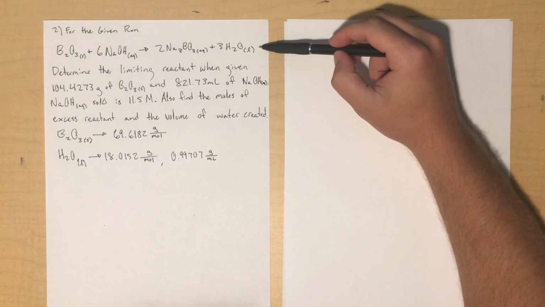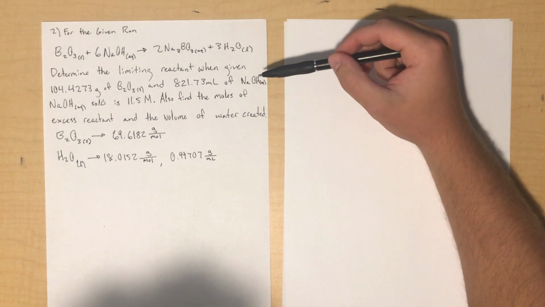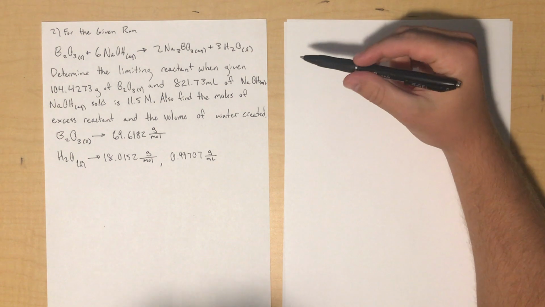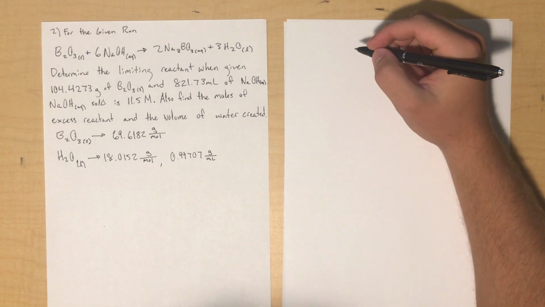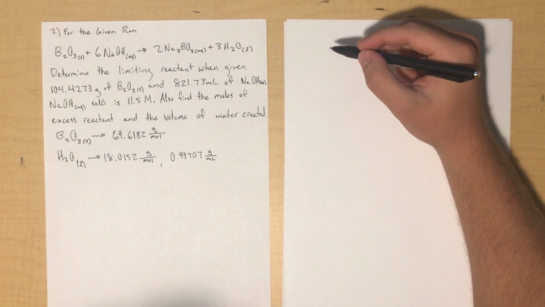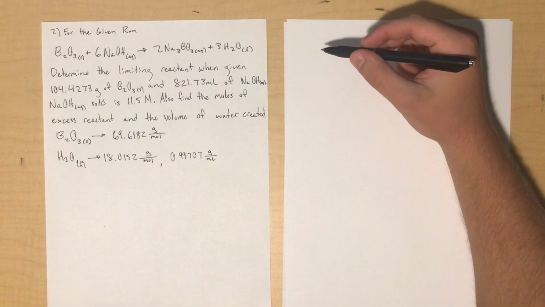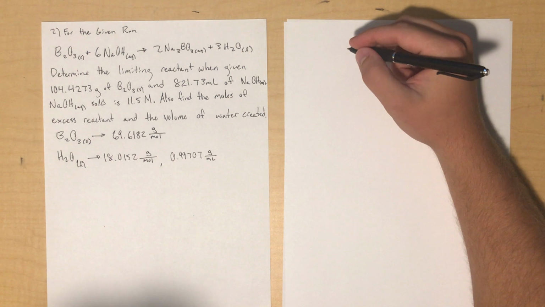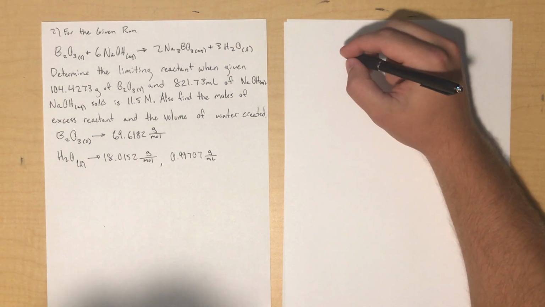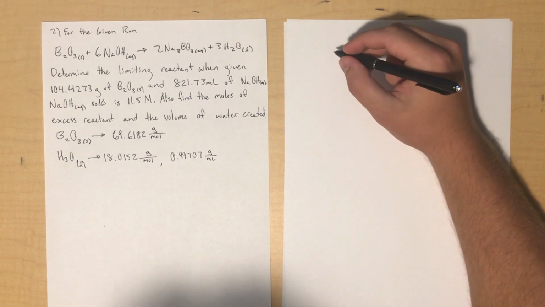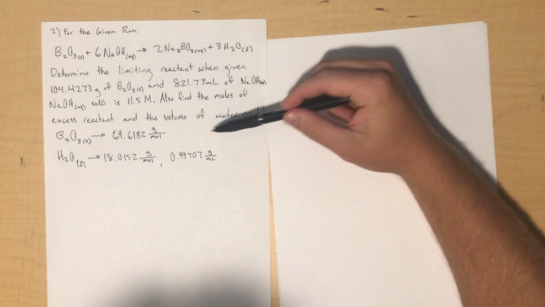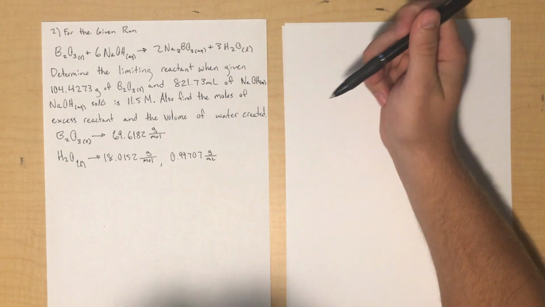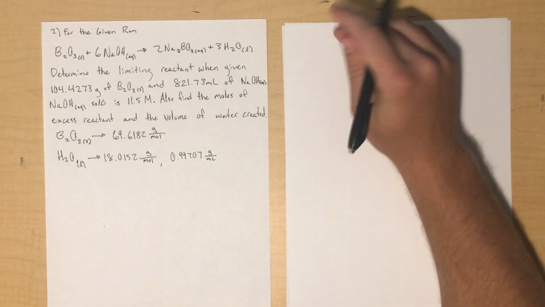So here's our balanced chemical equation, and here's the problem. Determine the limiting reactant when given a mass of B2O3 and a volume of NaOH. The NaOH solution is 11.5 molar concentration. Also, find the moles of excess reactant and the volume of water created. And here I put the molar masses and the density of water, as you may need them.